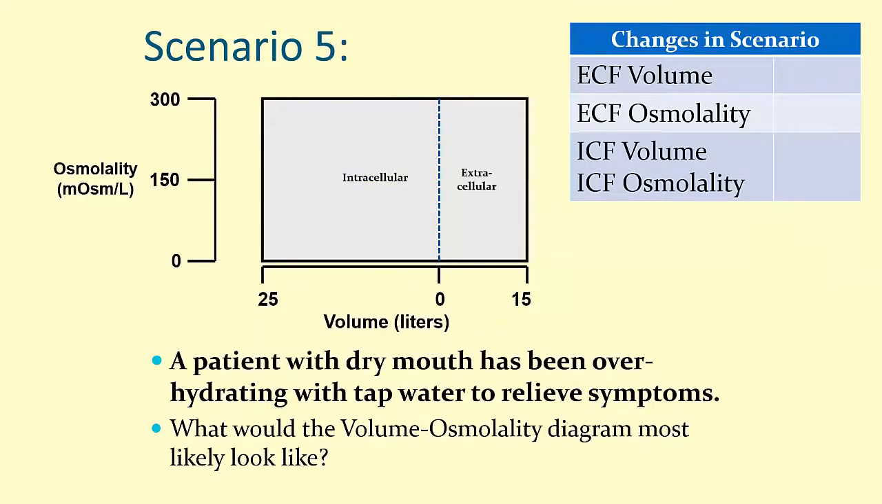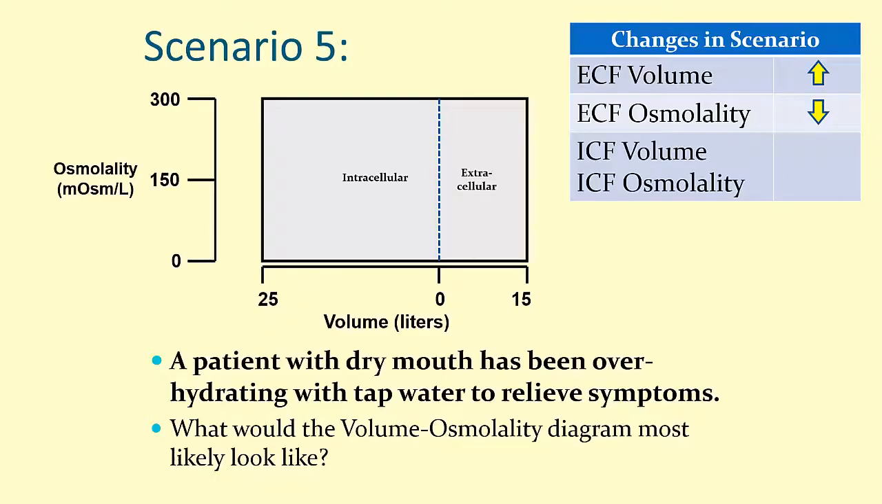Patient 5 suffers from xerostomia, commonly referred to as a dry mouth. Due to this irritating sensation, the patient has been ingesting excessive amounts of tap water. Tap water would be considered a very hypotonic solution as it contains very few solutes. Since the patient has been ingesting this large volume of fluid, the extracellular volume would be increased. Since the tap water is hypotonic, the osmolality of the extracellular fluid would be drastically reduced.